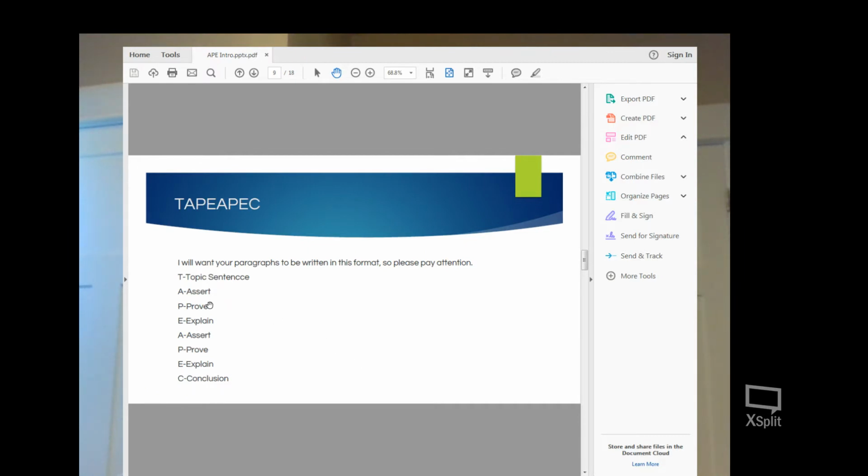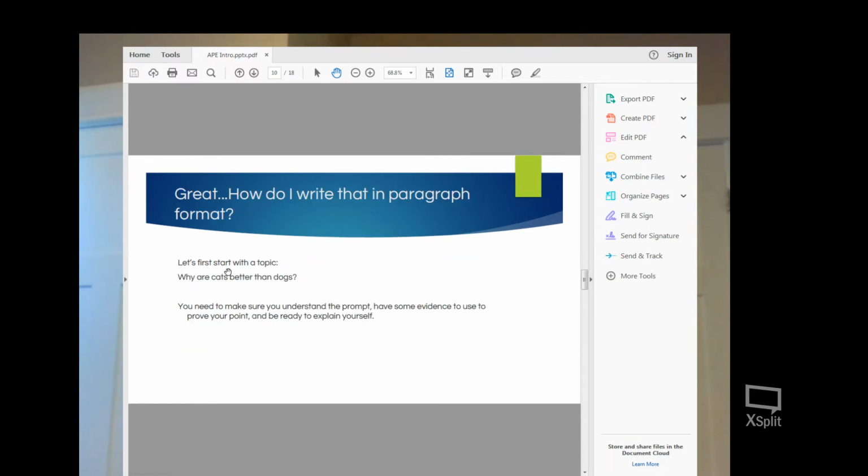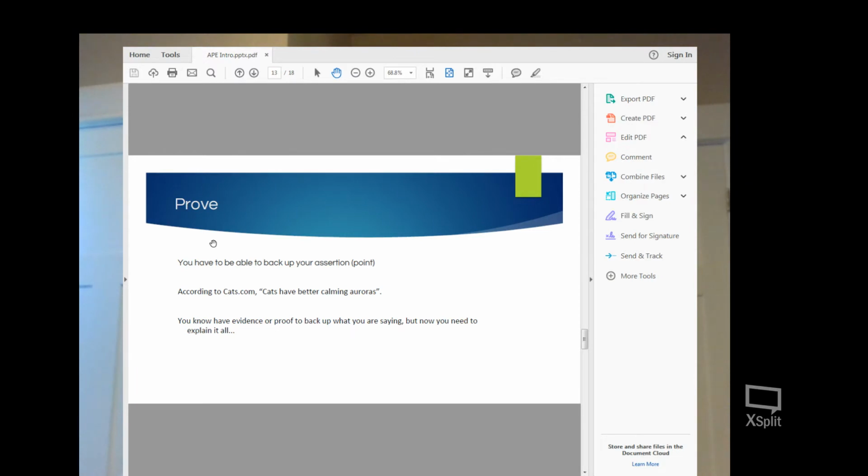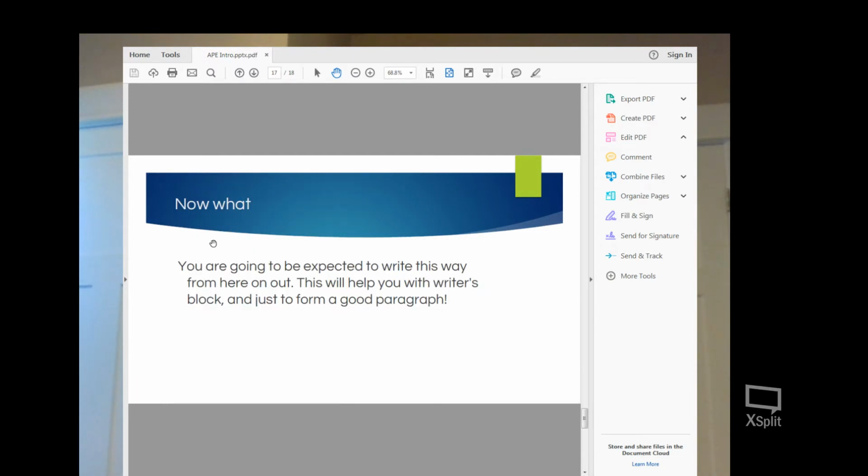Okay. Now, when you're doing a lot of essay type of writing, you'll do it like this, but you don't need to worry about the second half, but you're going to need to write it just like this. You're going to have a topic sentence, assert, prove, and explain, and then you're going to skip this APE and then go straight to conclusion. So, I'm going to show you how to do that in paragraph form.